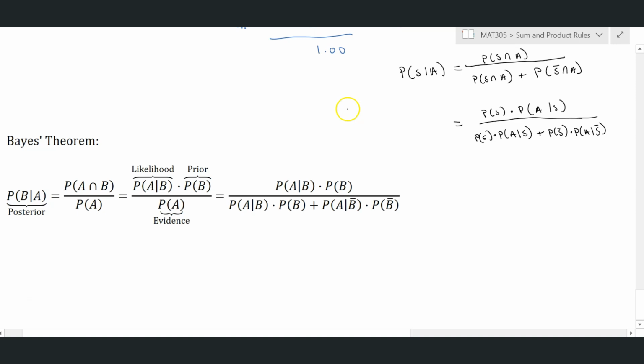So very useful theorem in practice. We can answer a lot of important questions about data by using this, where we care to get a posterior from a known likelihood.